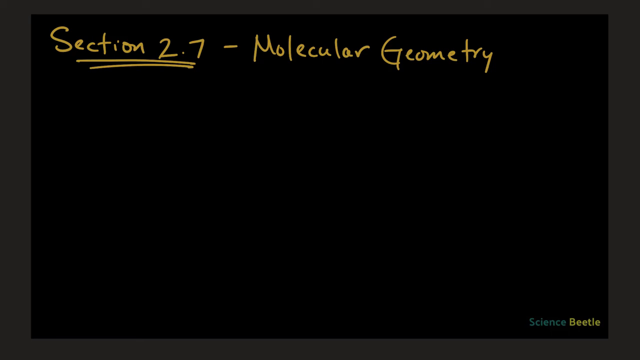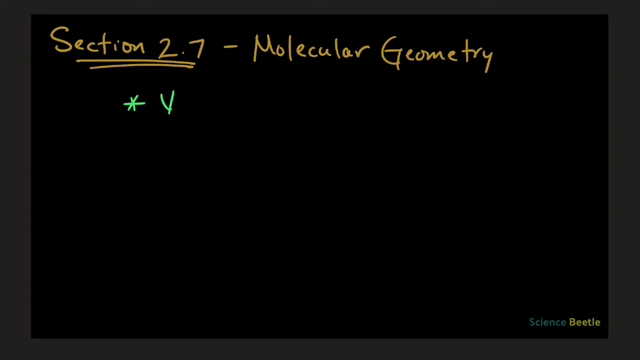All right, welcome back. Here we have the final section of the Unit 2 review for the exam. In section 2.7, we're looking at molecular geometry. Molecular geometry essentially is just looking at the shape of the molecules. Two things to remember here: the molecular geometry is dependent on a couple of items.